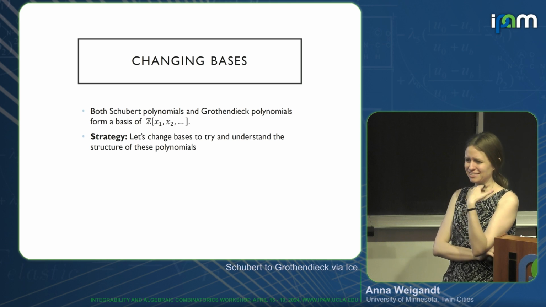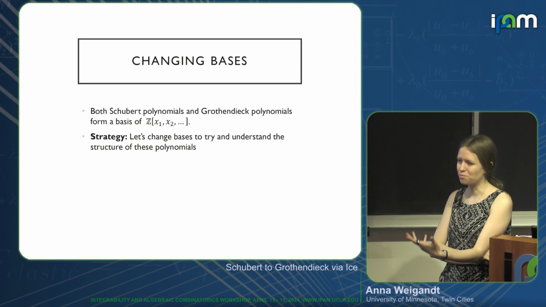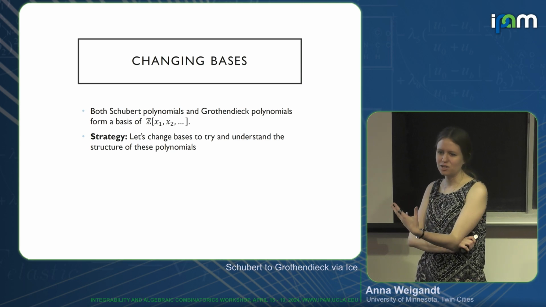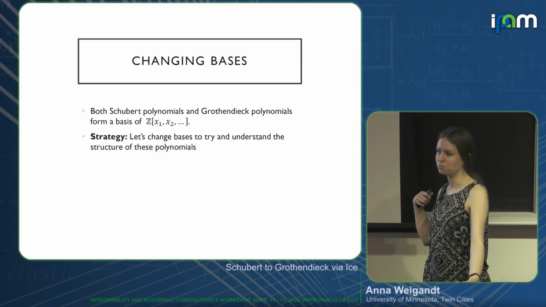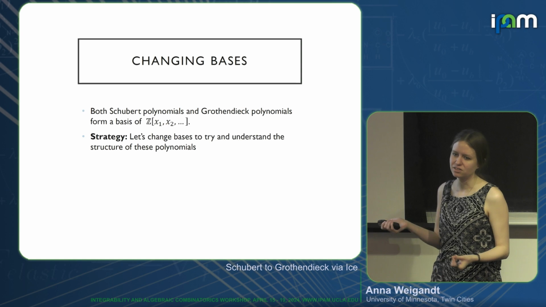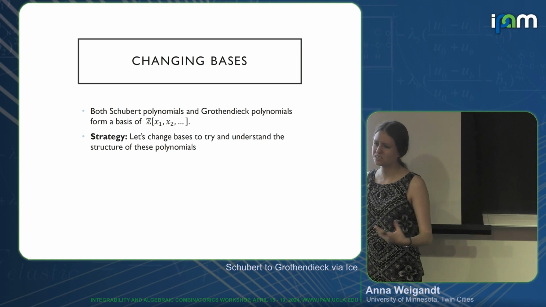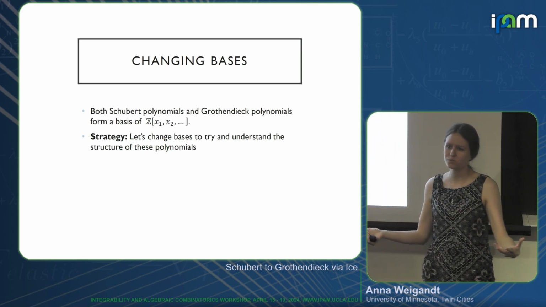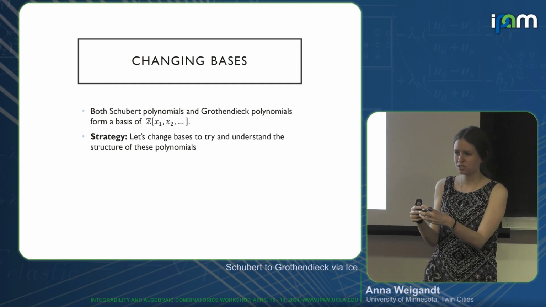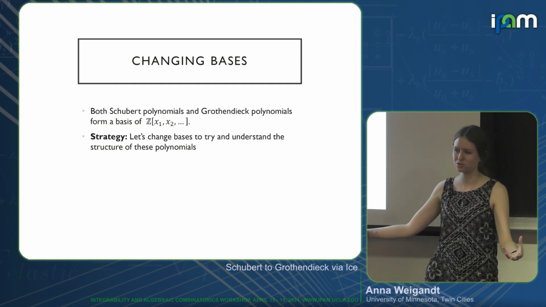So this circle of problems led me to think a lot about how to understand the supports of these polynomials. In particular, can I understand them by going back and forth between Schubert world and Grothendieck world? Maybe I can try to change bases to understand the structure of these polynomials. If you have a really good understanding of how Grothendiecks expand into Schubert polynomials, then you can group a whole bunch of monomials into one chunk. So you can think about the Newton polytope of a bunch of Schubert polynomials and then try to think about how you glue them together.